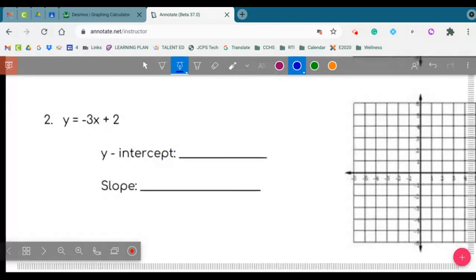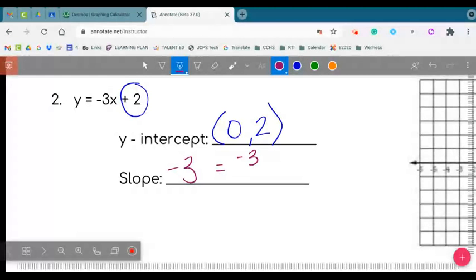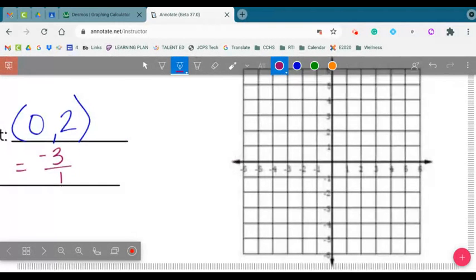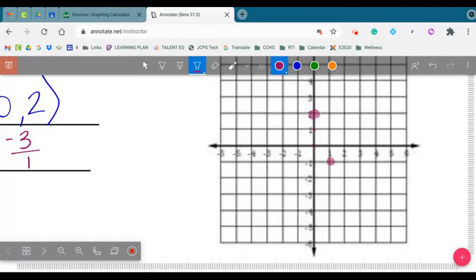Next one, we have y equals negative 3x plus 2. Our 2 is our y-intercept, and then our slope is negative 3. This means negative 3 over 1. Since it's negative 3, I'm going to go down 3 and then run 1. So we're going to start at 0, 2. I'm going to go down 1, 2, 3, and run 1. Down 1, 2, 3, and run 1.